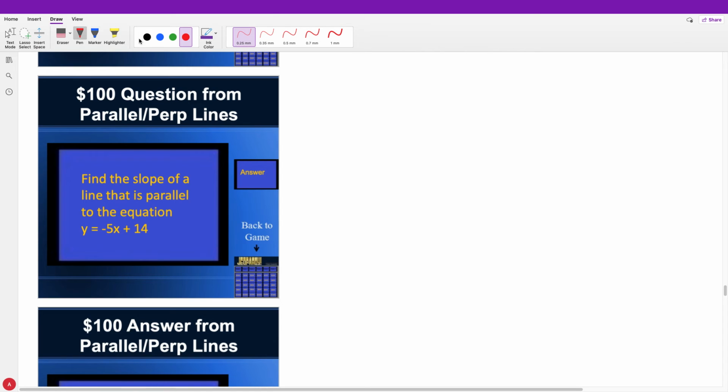All right, so I'm going to go over these first two, just to make sure you guys understand the rules for parallel and perpendicular slopes. So we have y is equal to negative 5x plus 14. And it says find the slope of a line that is parallel to this equation.